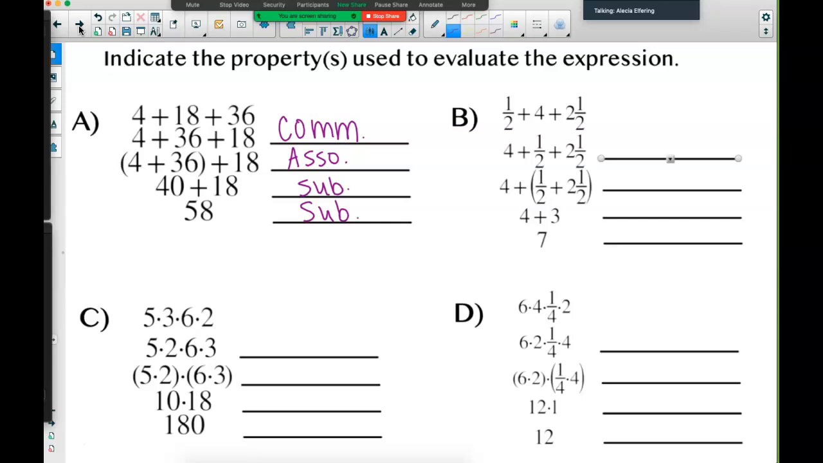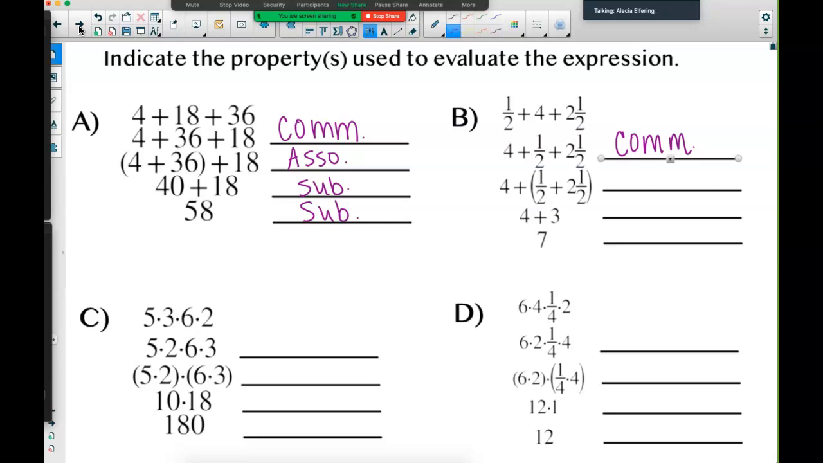Okay, let's try homework problem B. It started as 1/2 plus 4 plus 2.5. I changed it to 4 plus 1/2 plus 2.5. What property allows me to switch the order of the numbers? So I would choose the commutative property.